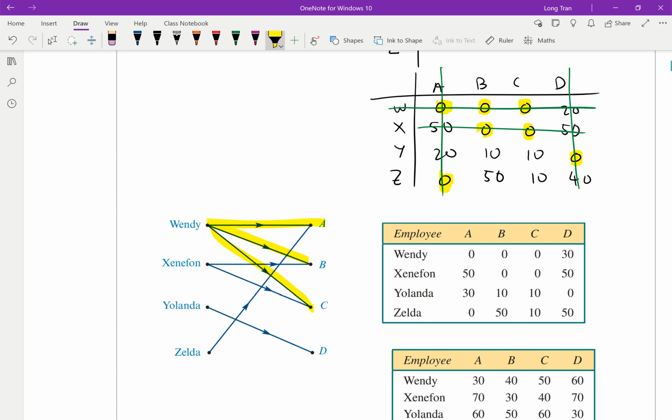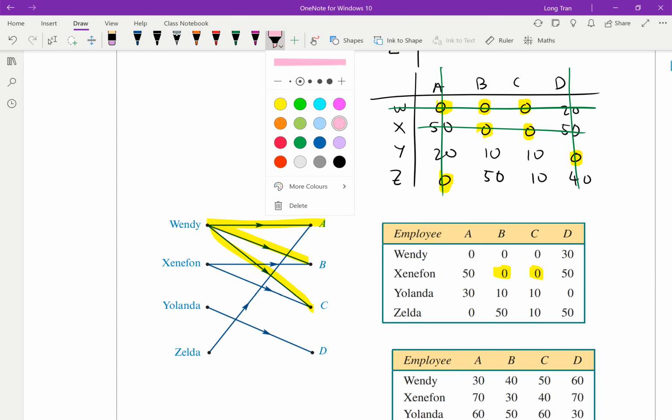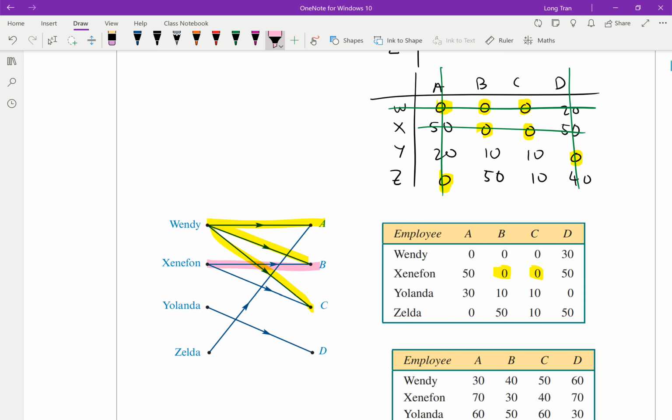So all the zeros is the most effective connections that you can make. So if you look at Xenophon now, Xenophon is best for B, best for C, and that's what we had before. Xenophon is best for B and best for C. So you can see Xenophon now is connected with, I'm going to do Xenophon for B, Xenophon for C.